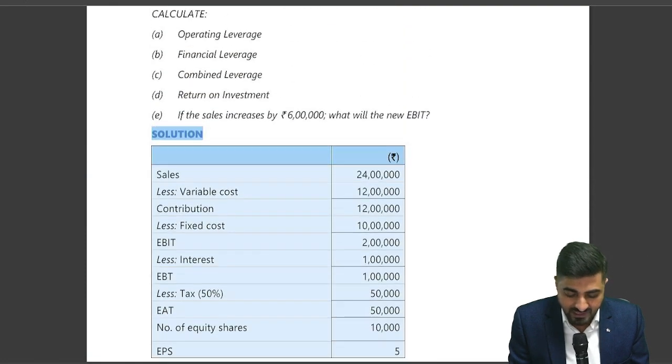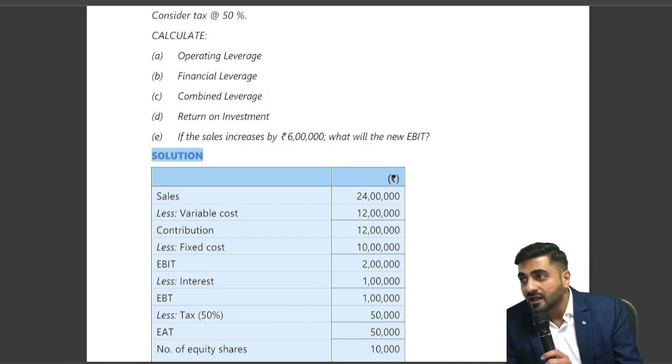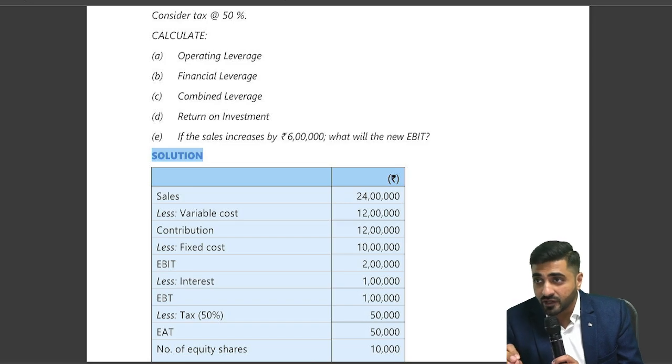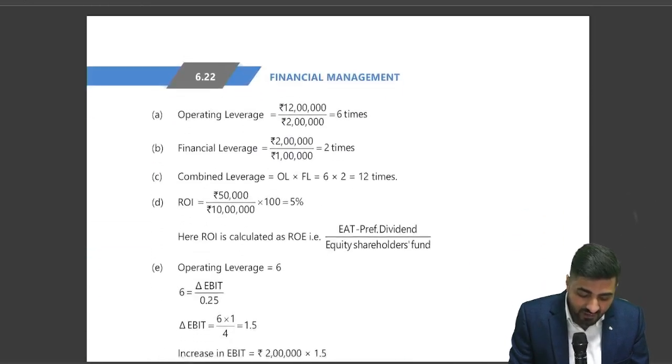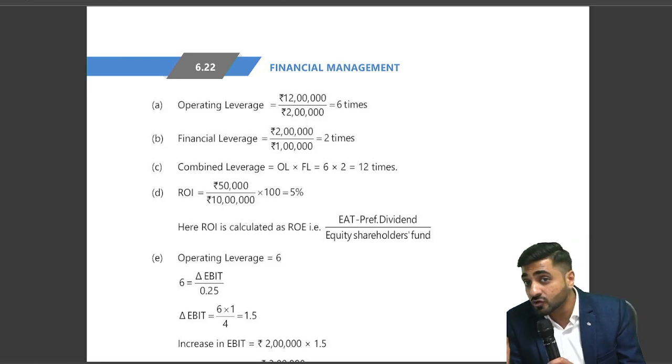There is one mistake. Return on investment. What is the formula for EBIT upon capital employed? By mistake, they have taken it as ROE. Examination.